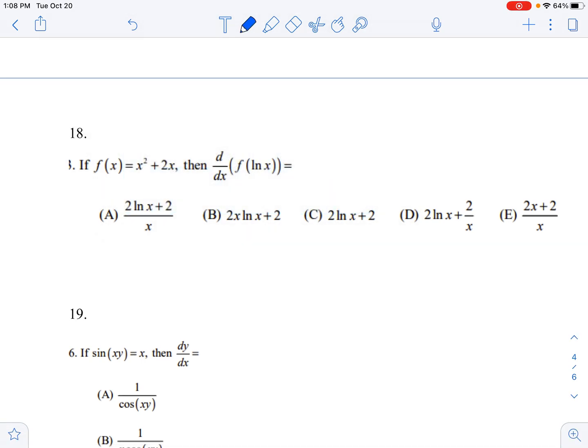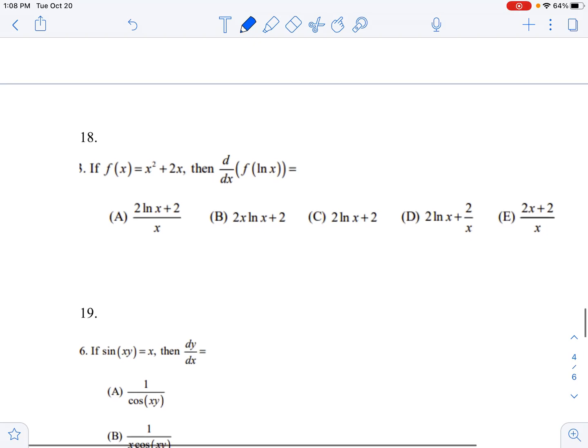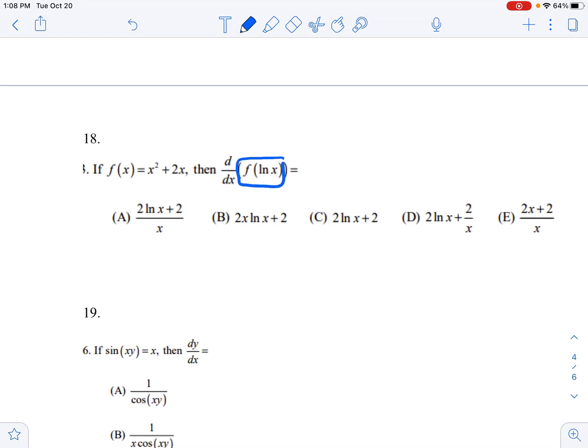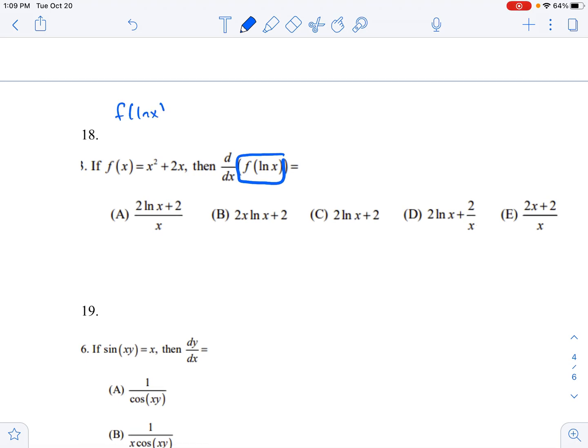If f of x is x squared plus 2x, then find the derivative with respect to x of f of ln of x. So again, this is a composition. We can use the chain rule, but it's going to be a little tricky here. What I would recommend doing is, again, figure out what f of ln of x is here, like we did with f of g of x earlier in this packet, okay? If f of x is x squared plus 2x, then f of ln of x, I'm replacing x with ln of x. So we're going to get ln of x squared plus twice natural log of x. That's what f of ln of x would look like here.